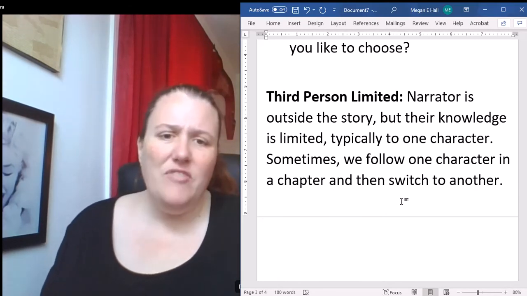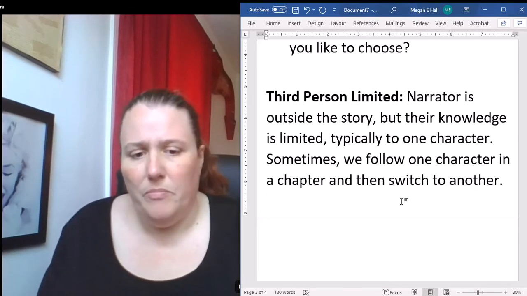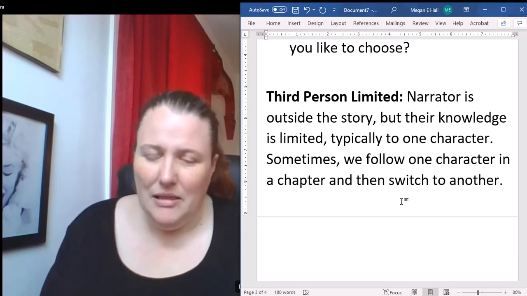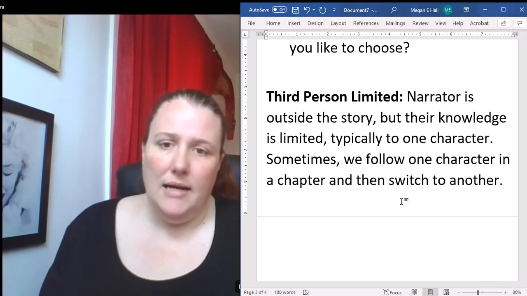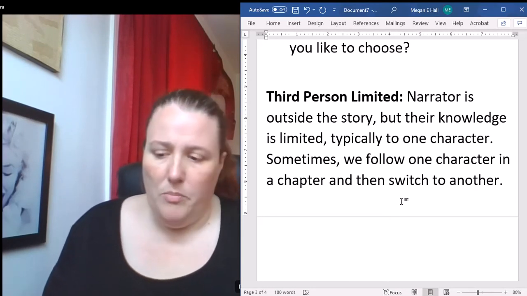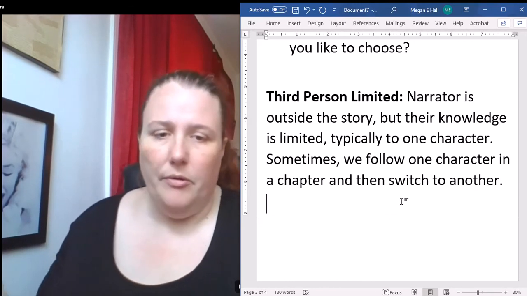So when you have that, the knowledge is limited. We don't see the antagonist off screen. We only see them when they're interacting, typically with the protagonist, the person that we're following. We don't know what other people are always thinking or feeling. So what would an example of this be?